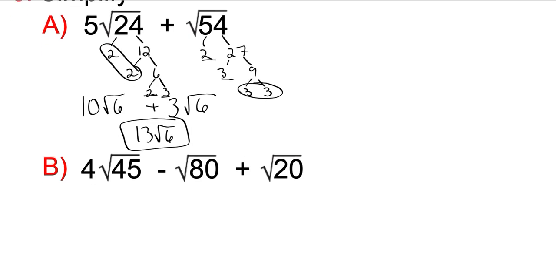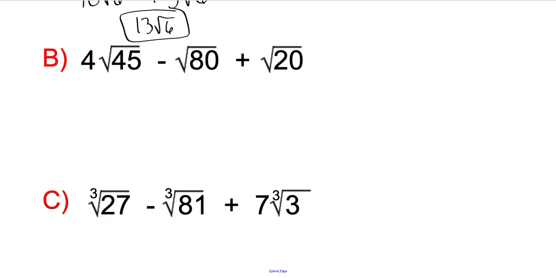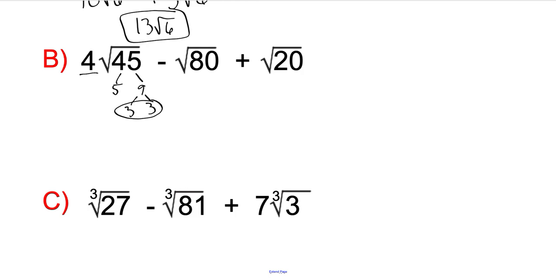All right, so do the same thing with B and C. We got cubes. If you want to work on that, you can. So for B, break these down. 5, 9, 3, 3. We got a pair of 3's with the 4 out there already. So this will give us a 3 right here. This will give us our 4, so that's 12 in front.